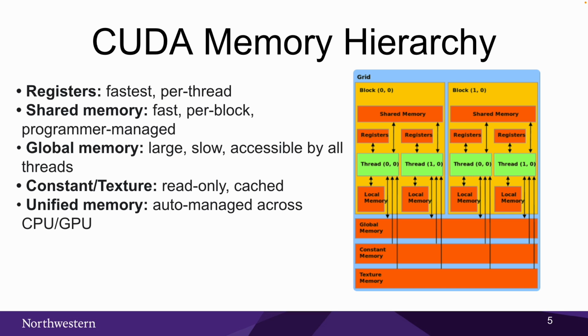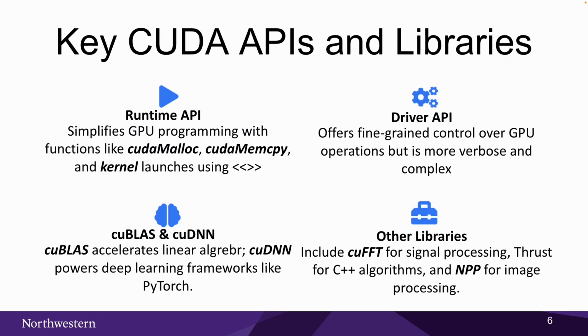Finally, unified memory abstracts away the boundary between CPU and GPU memory. It is convenient, but may introduce overhead from automatic transfers. In the diagram, we see how each thread accesses its own local memory and registers, while shared memory and global memory are visible to broader scopes. Choosing the right memory level is key to writing efficient code, which was also mentioned in class as very important for different kinds of parallel coding.